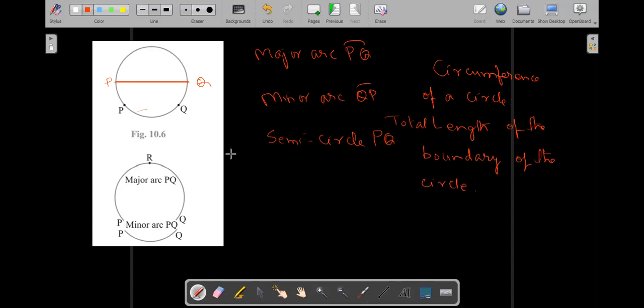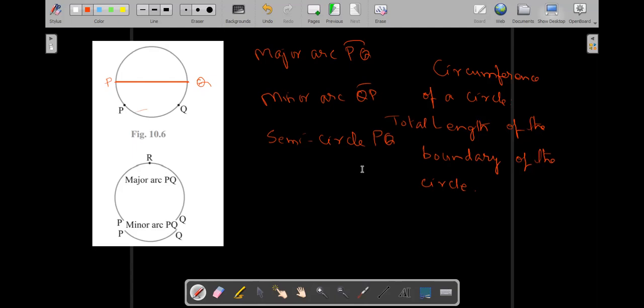Here we are studying geometrically. When we study mensuration, then we will consider the area of circle, circumference 2 pi r, but here we are doing it under the heading of geometry. So these are the terms.